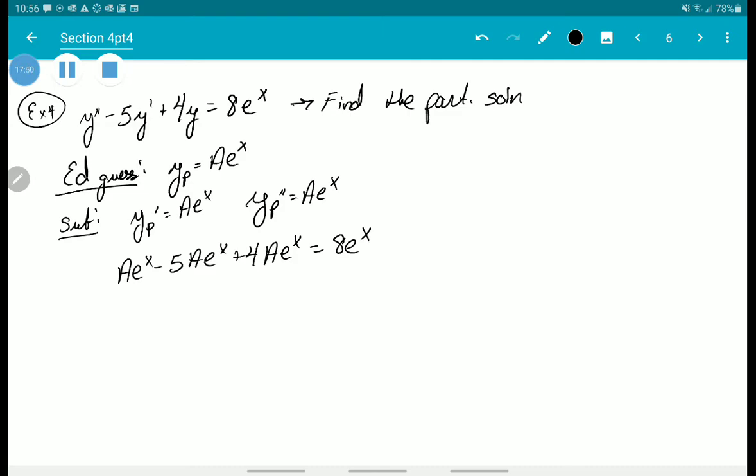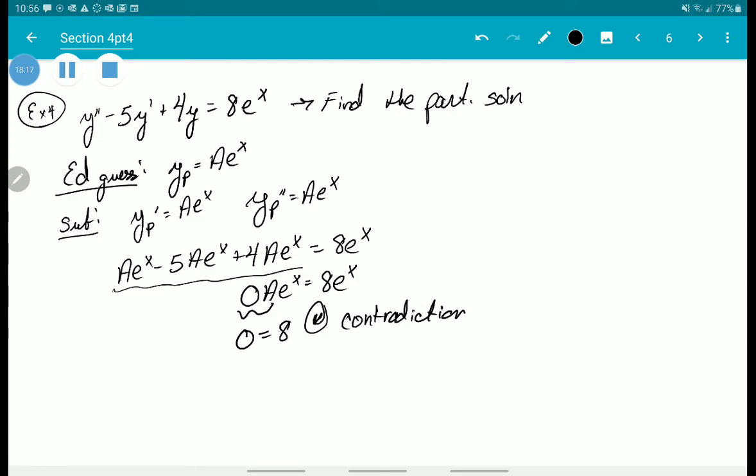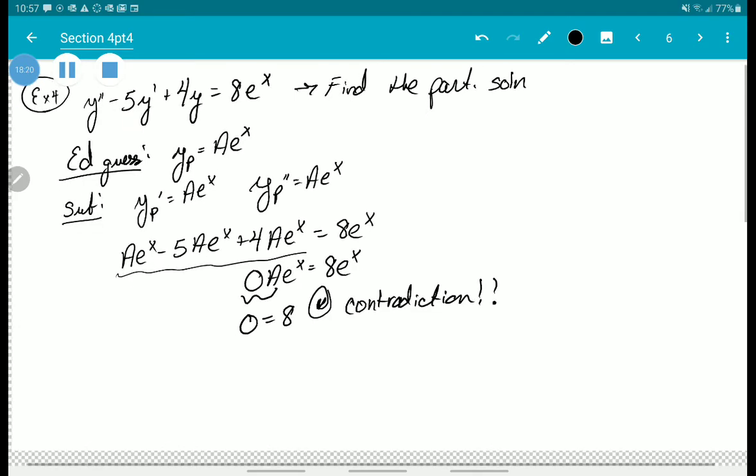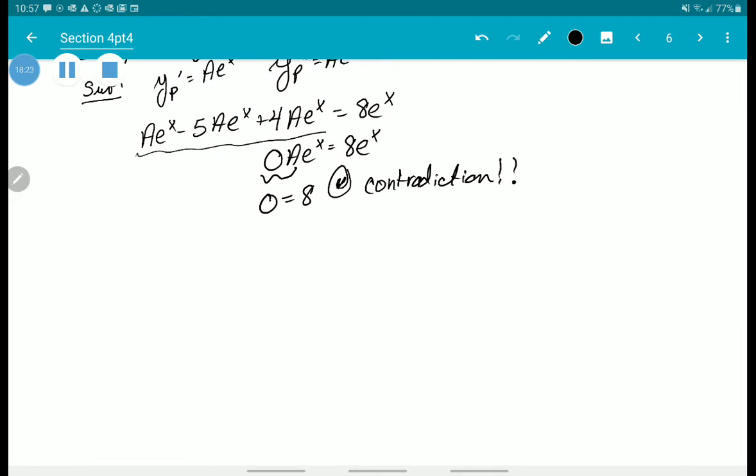But look at what happens when we try to create that system. If we were to combine like terms on the left, we end up with 0, which is 0a e to the x is equal to 8e to the x. Well, this is telling us essentially 0 is equal to 8, but that's a contradiction. 0 is not equal to 8 typically. Okay, so that means there's something off somewhere. So let's go back and look at what that associated homogeneous solution would look like. And that's why that piece is so important to really look at before you start when you're solving these types of problems.